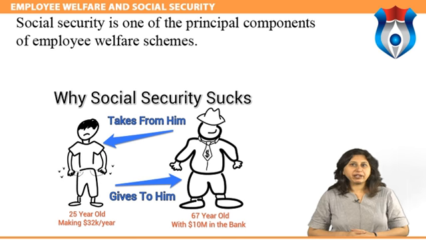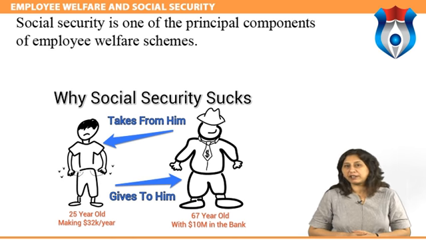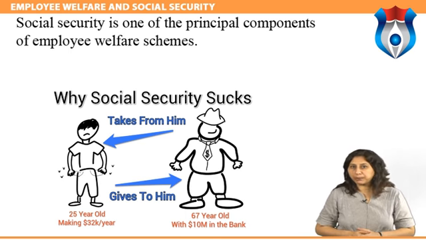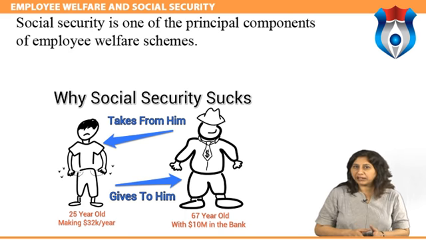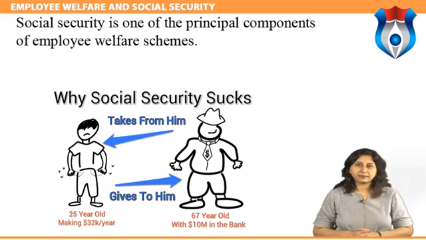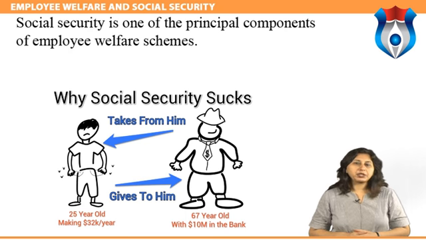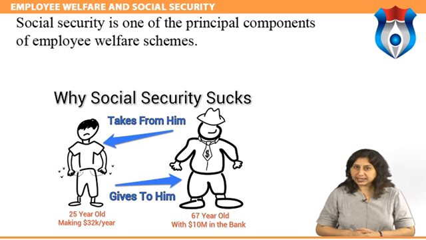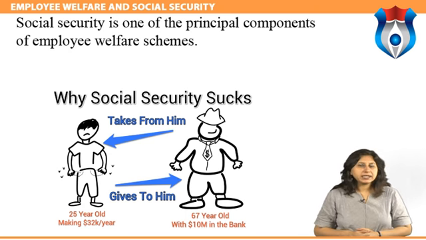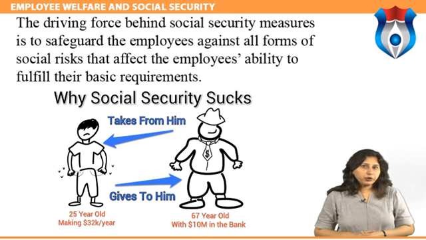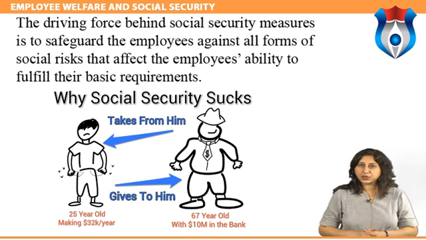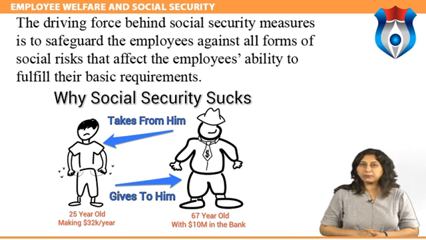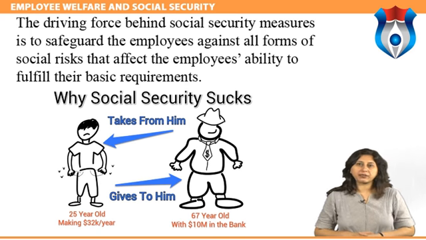Social security is one of the principal components of employee welfare schemes. It is an economic protection provided to the employees and their dependents by the government through a series of programs. This protection is usually available to the employees against a loss of earnings caused by old age, sickness, unemployment, disability, and death. The driving force behind social security measures is to safeguard the employees against all forms of social risks that affect the employee's ability to fulfill their basic requirements.